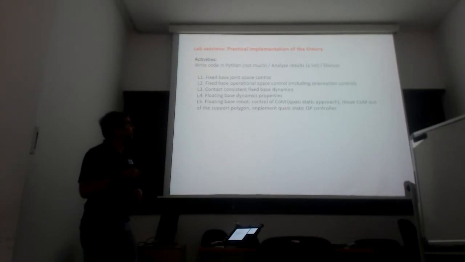And these are related to the classes. So one lab on fixed base joint control, another lab on fixed base operational space control, where we talk about controlling the end effector, closing the loop at the end effector, and then a lab on constrained dynamics. We will show how to build a simulator. So we have a robot, the model of the robot, and we want to simulate and compute the dynamics whenever the robot gets in contact with the environment. Then we will show some properties of the floating base dynamics. And finally, the quasi-static approach controller that I talked about before, to control the center of mass and the trunk of the robot with a projection-based approach and a QP approach.